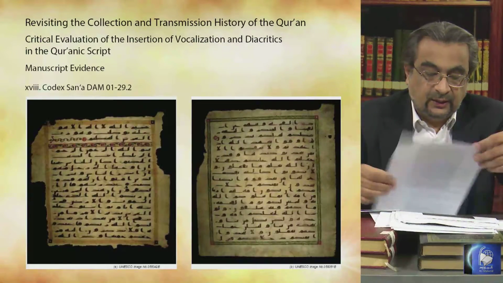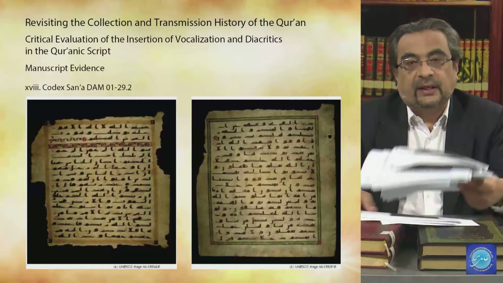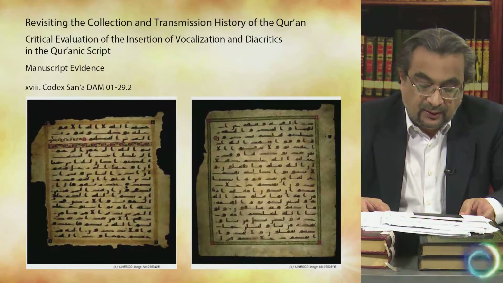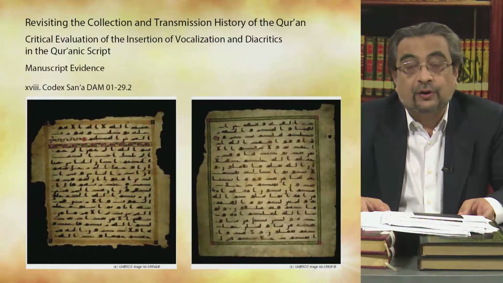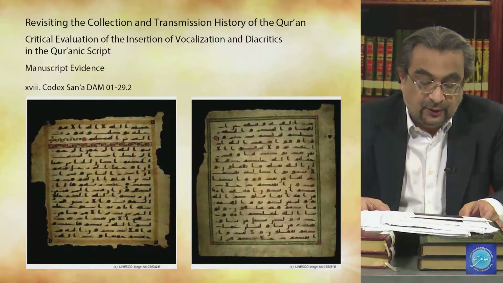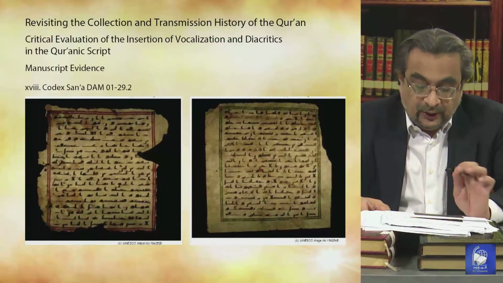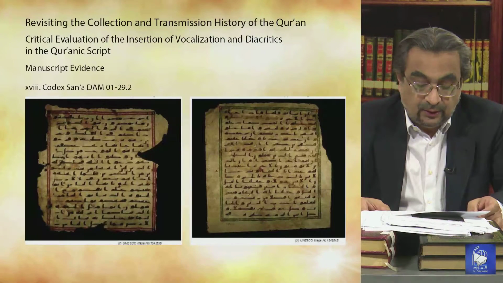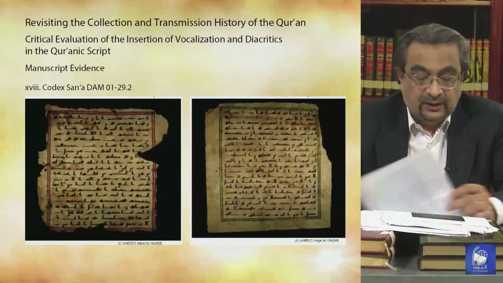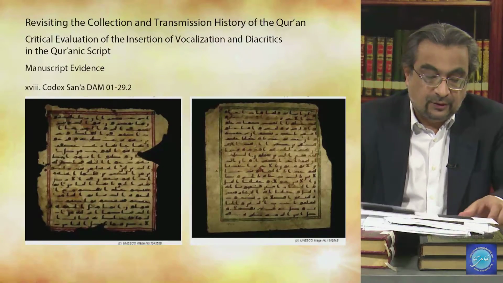Moving on, viewers, to the 18th example in this regard. This has been labeled by the Islamic Awareness website as Codex Sana DAM 01-29.2. Now, this has miscellaneous verses. It belongs to the 2nd century Hijrah. Now, this time the script is Kufic. It is not Hijazi. The location is Darul Makhtutat, Sana, Yemen, and we can see that diacritical marks are sparsely distributed, as you can see on your screen. This was as far as the 18th example is concerned.